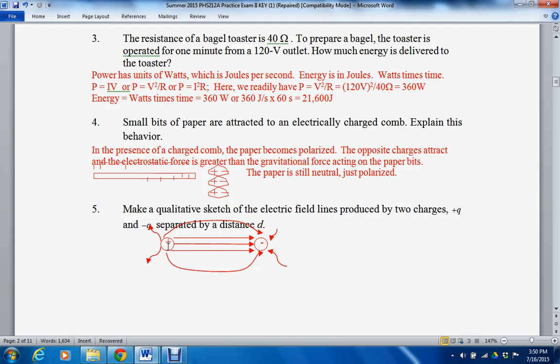And if I had positive 2Q and negative 2Q, then if I drew that side by side, I would have twice as many electric field lines for the second one. There's no rule on how few you have to do with a single charge, but the rule is that if you double the charge, you have to double the number of electric field lines.